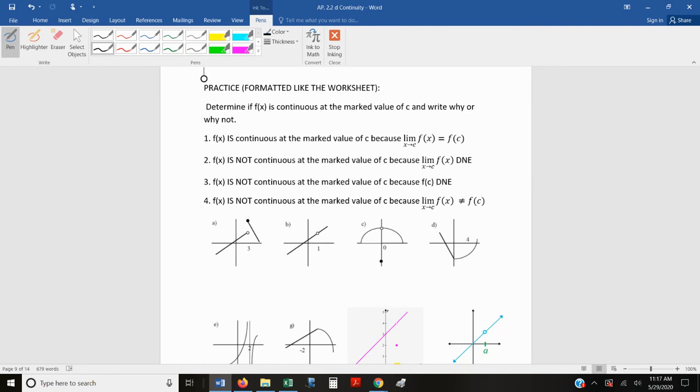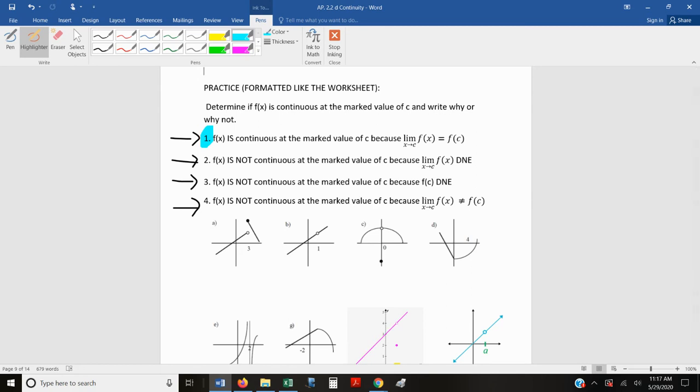So in order to make it easier for you, I've basically just given you an item bank, 1, 2, 3, or 4, and you're going to just write a number for each question. So I'm going to do this top row to show you how this works, and then you'll try the bottom row, and then you'll be all set for how the worksheet is formatted as well. So the first option is there is continuity because the limit equals the output.